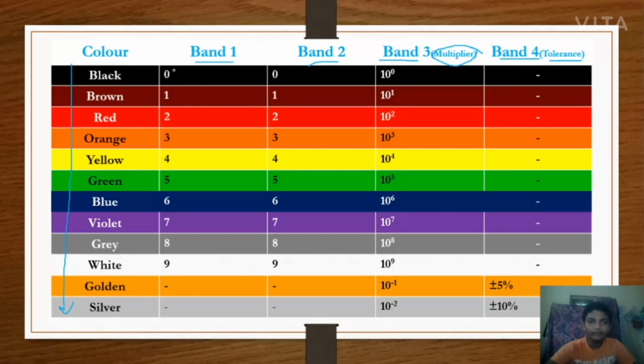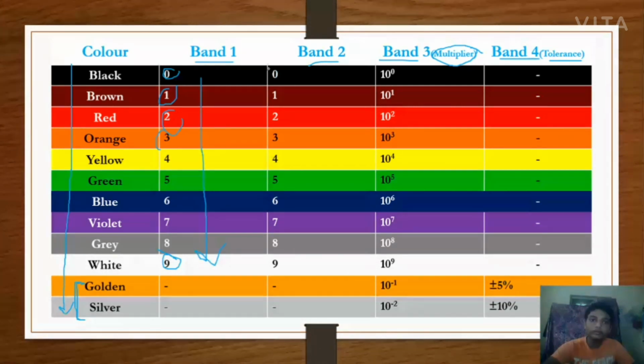The band 1 value of black is 0. It continues down: brown 1, red 2, orange 3, then 4, 5, 6, 7, 8, and white is 9. Gold and silver I will come to afterwards; they are exceptional cases. The values move in ascending order from 1 to 9.